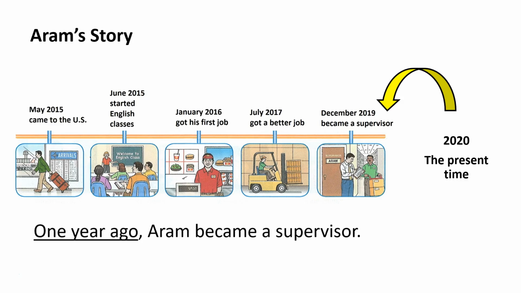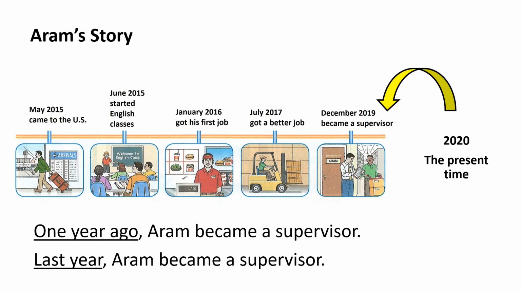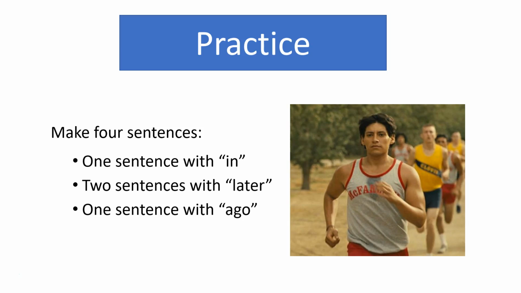So in this example, if I say "1 year ago, Aram became a supervisor," I can also say "last year, Aram became a supervisor." Those are both perfectly good sentences. So to do a little bit of practice, can you make 4 sentences? 1 sentence with "in," 2 sentences with "later," and 1 sentence with "ago."